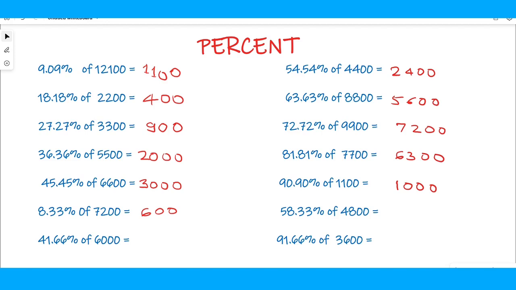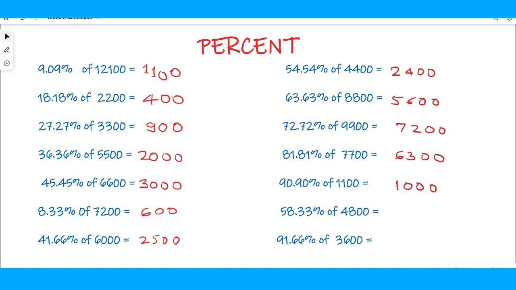41.66% of 6000. 41.66% is nothing else but 5 upon 12. So on dividing 6000 by 12, we get 500, and 5 times of 500 is 2500. Thus 41.66% of 6000 is 2500.